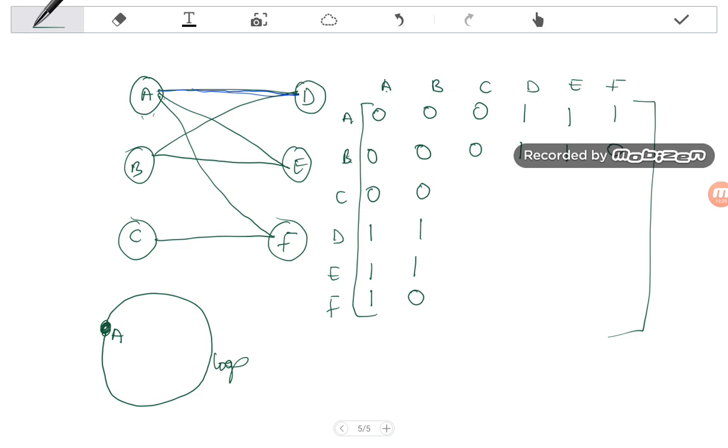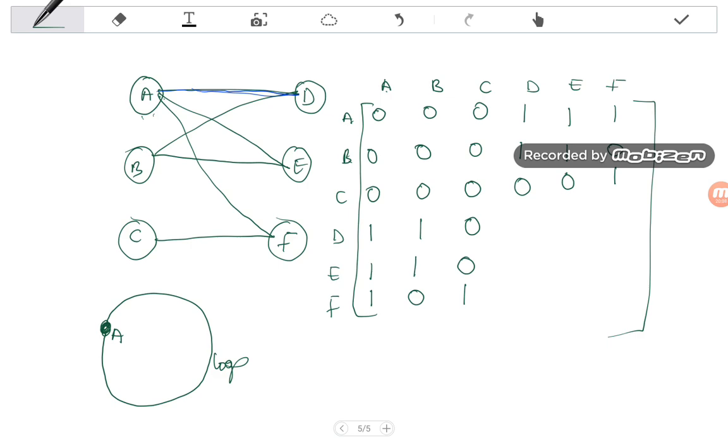All right, then we'll move on to C. C to C, there's no loop, so I have 0. Then I have C to D, there's none there. Therefore, D to C will be 0 here. Then C to E, there's no link, 0, and so I'll have 0 here. Then C to F, I have 1, and so F to C, I also have 1 there.